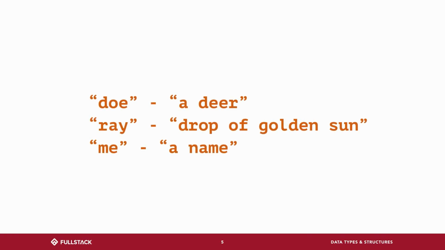Another problem is, what if our data looks like this? We could store it in a contiguous array and just remember that index 0 is the value of Doe, and index 1 is the value of Ray, and index 2 is the value of me. But how are we as humans supposed to remember that? Code written that way would be extremely prone to bugs and human error.